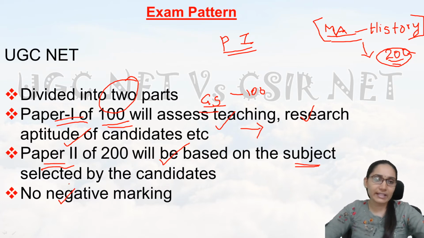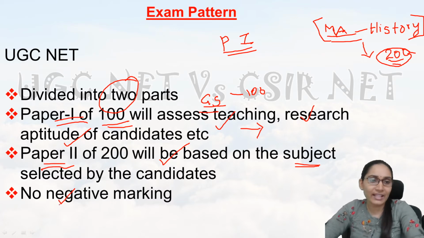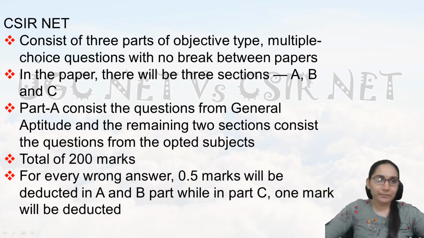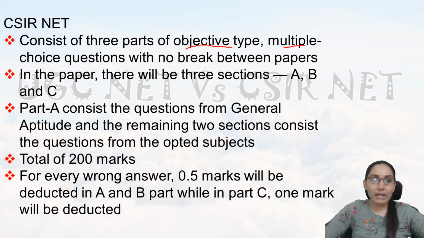because in all other competitive examinations, most of them we will see that there is a negative marking, which means the candidates cannot attempt as many questions as possible. Coming to CSIR NET, it consists of 3 parts of objective type, multiple choice questions with no break between papers.